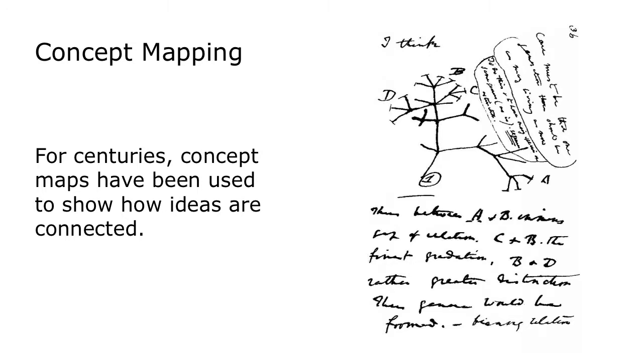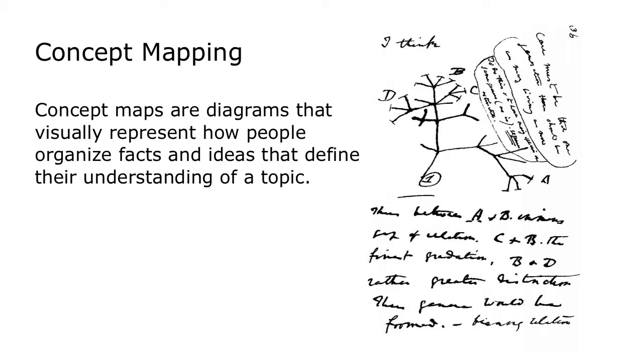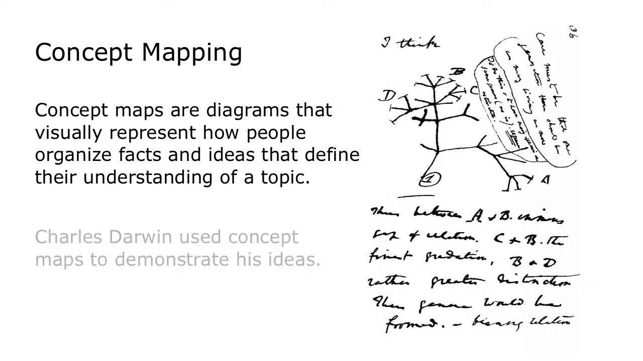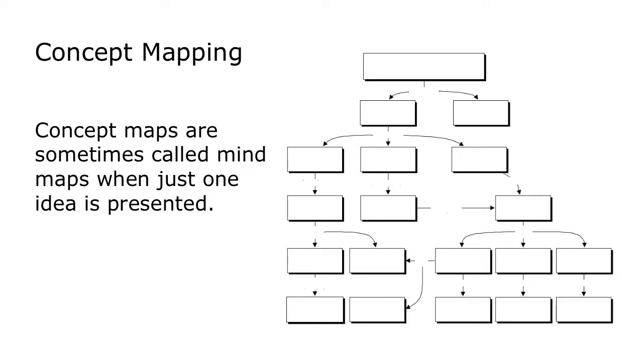Concept mapping. For centuries, concept maps have been used to show how ideas are connected. Concept maps are diagrams that visually represent how people organize facts and ideas that define their understanding of a topic. Charles Darwin used concept maps to demonstrate his ideas. Concept maps are sometimes called mind maps when just one idea is presented.